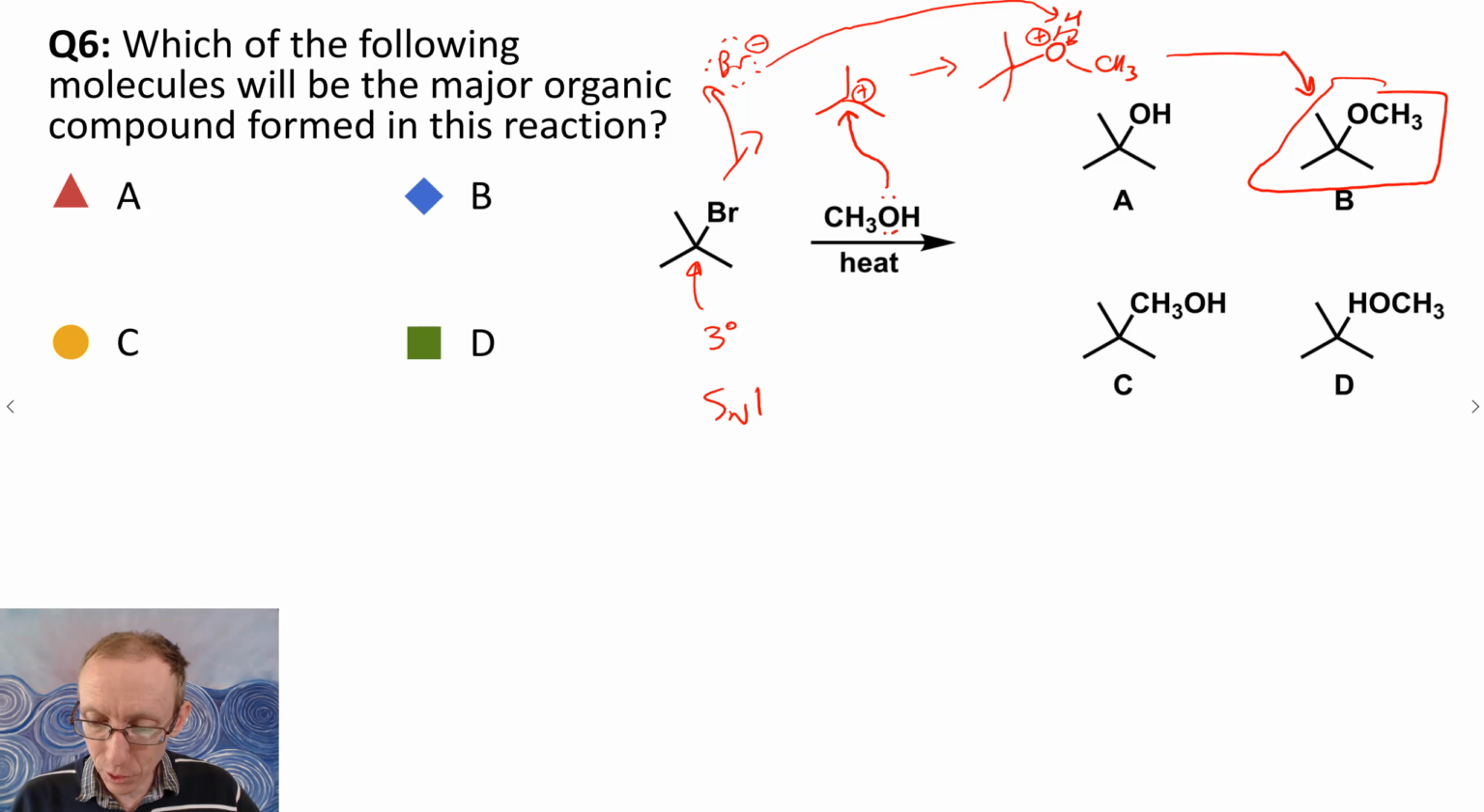Now, A could be a possible product if we were doing this with water. That's how we would get an OH group. We would get exactly the same sort of mechanism. Water would attack and then lose a proton, and we'd end up with A, which is an alcohol. C and D really don't make any sense whatsoever.